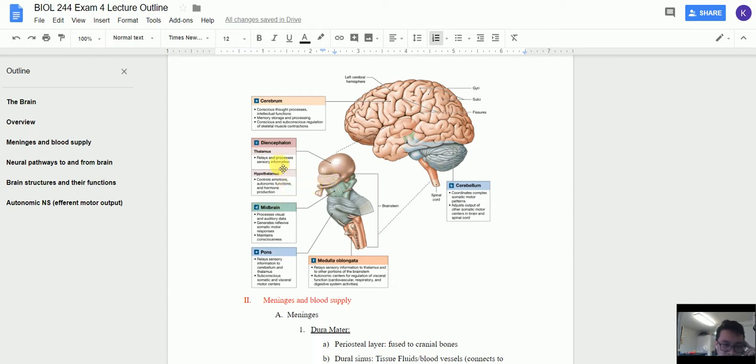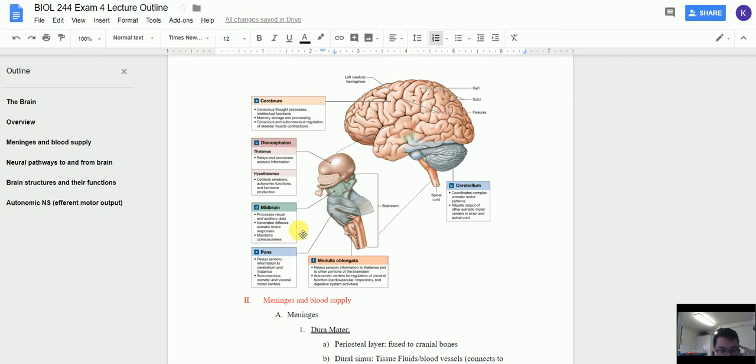The thalamus relays and processes sensory information. The hypothalamus controls emotion, autonomic function, and hormone production. There's a midbrain right here. It processes visual and auditory data, generates reflexive and somatic responses, and maintains consciousness. Also there should be the RAS, the reticular activating system, also here.